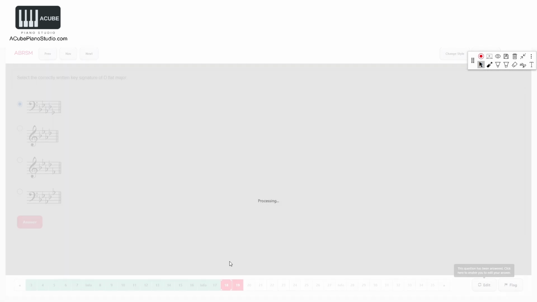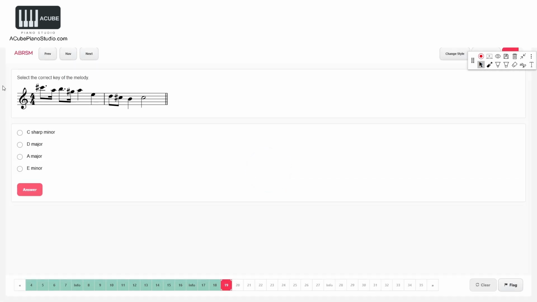Now we'll go on to 19. Next we are asked to select the correct key of the melody. So again, use your key signature chart. For this, let's first start off by writing out what are the sharps that we see. This one is C sharp, G sharp, C sharp again. We know that whenever we start off with C, there should be F sharp, right?